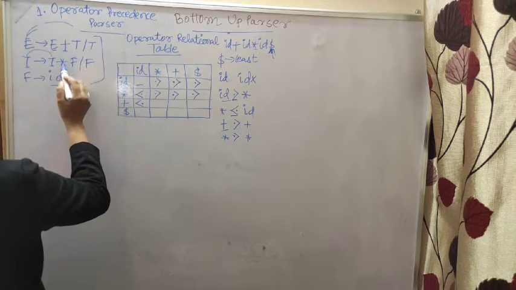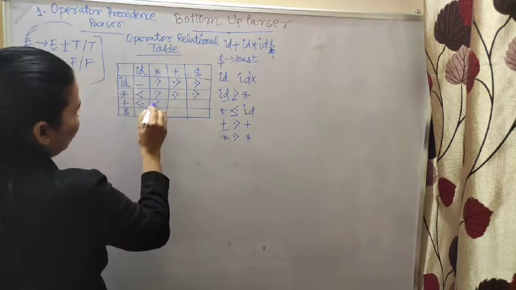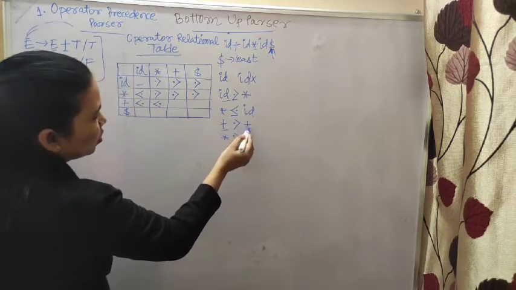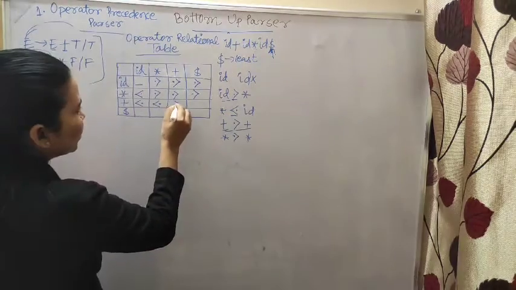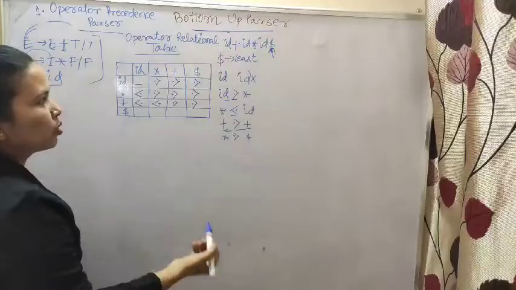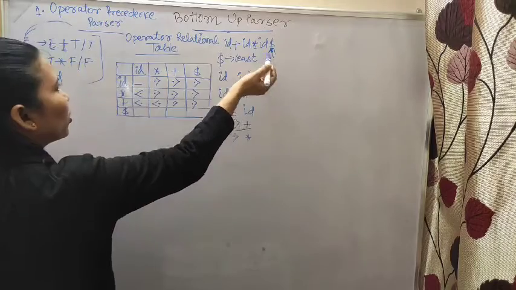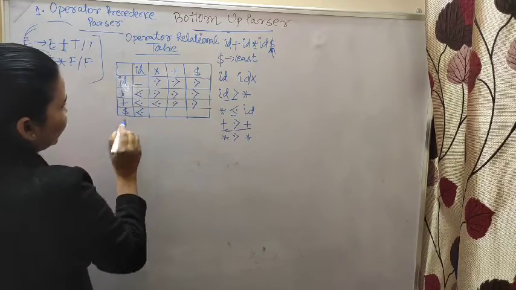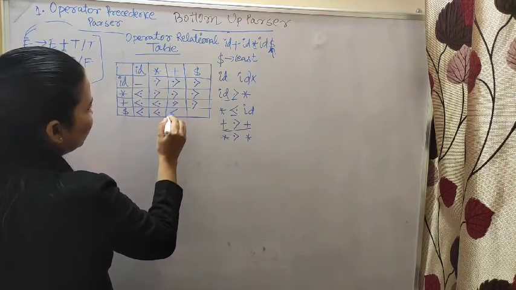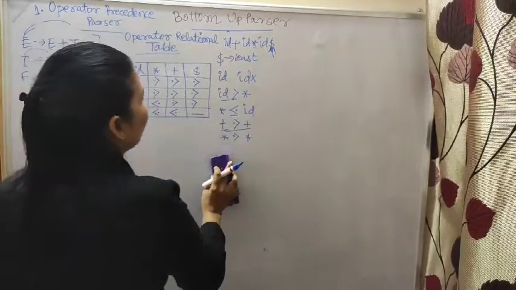Plus and star: if you compare plus to star, then star is highest precedence and plus is lowest precedence. Now plus to plus, that means the first plus we will solve first, so it is left associative. Plus to dollar, of course plus will come first. Now dollar to ID: dollar is least, so ID is the highest precedence. Dollar to star, star is higher precedence. Dollar to plus, plus is highest precedence. And dollar to dollar, it is accepted by the program.